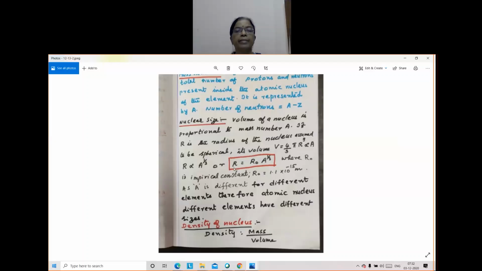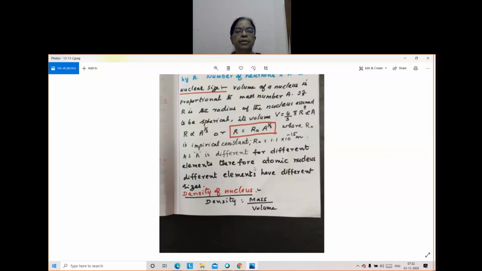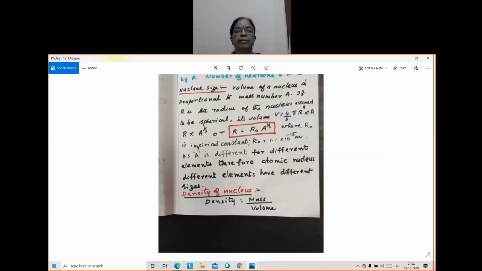R means radius. R0 is a constant. Constant's value is given as 1.1 into 10 raised to minus 15 meter, into A raised to 1/3. A means mass number. So as the mass number increases, radius increases. There was a 1 mark question that comes from this. A is different for different elements, therefore different elements have different nuclear sizes.